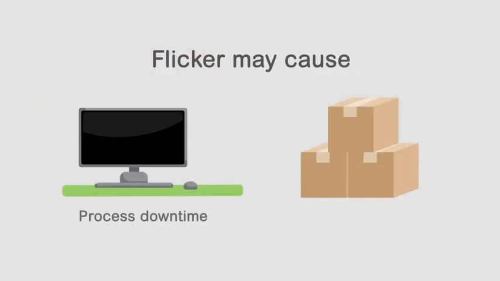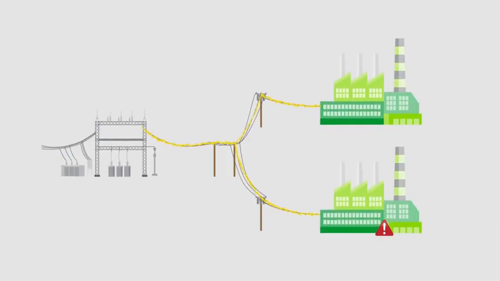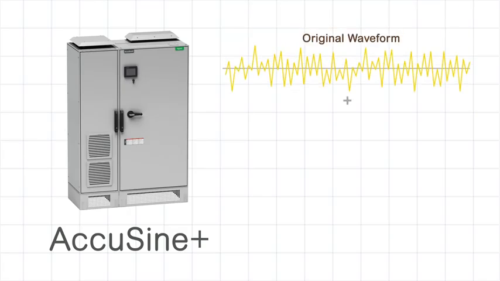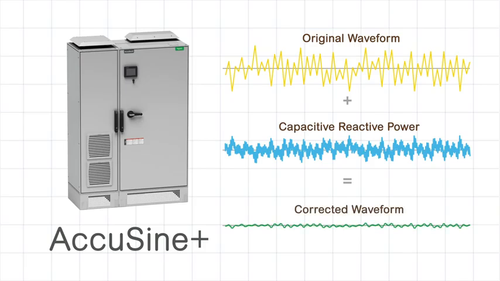Flicker may cause process downtime or generate poor quality products. Furthermore, utility companies may force the consumer to mitigate flicker if they're creating power quality problems on the utility distribution line. To solve flicker, the AccuSign Plus in power factor mode can be used to inject capacitive reactive power to counteract the inductive reactive power demanded.